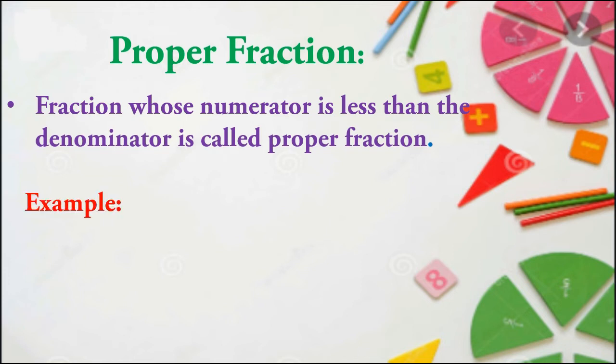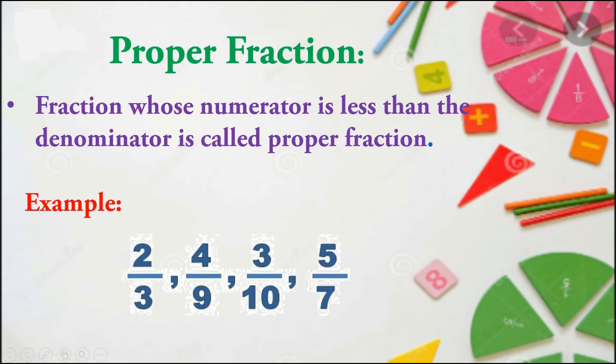For example, these are examples of proper fractions. Here you can see all the numerators are less than the denominators. In the first example, the numerator is 2 and the denominator is 3. The numerator is 4 in the second example and the denominator is 9. Similarly, in the third example, the numerator is 3 and the denominator is 10. And in the last example, the numerator is 5 and the denominator is 7. So all these are examples of proper fractions because their numerators are less than the denominators.